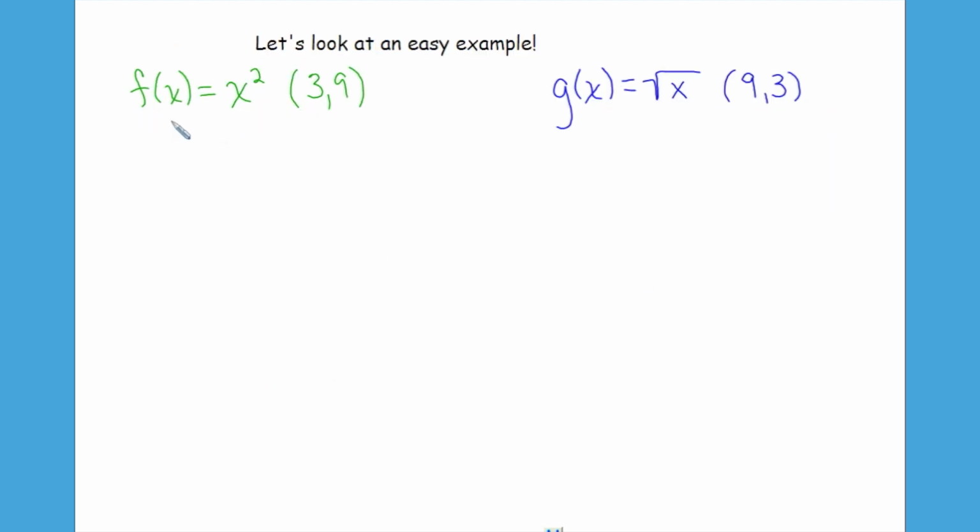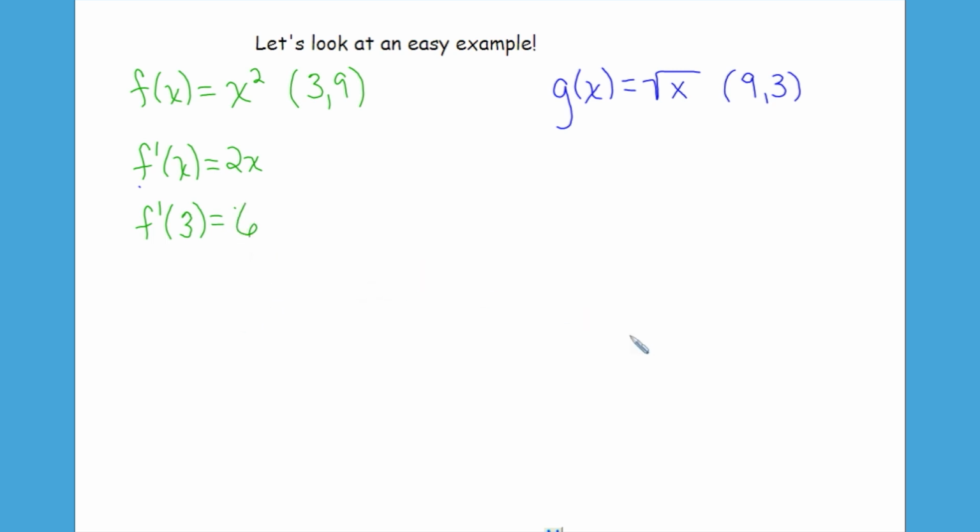So if you take the derivative of f, I'm going to do that in green, sorry. If you take the derivative of f, you get 2x. And that's a real simple derivative, right? And then we want to see what the slope is at 3. Slope of that tangent line. So if you put a 3 right there, you get 6.